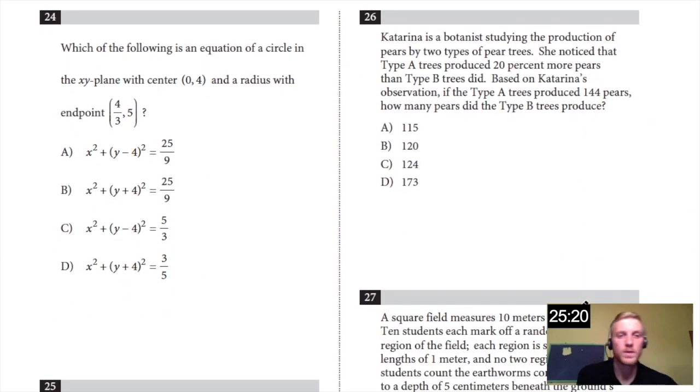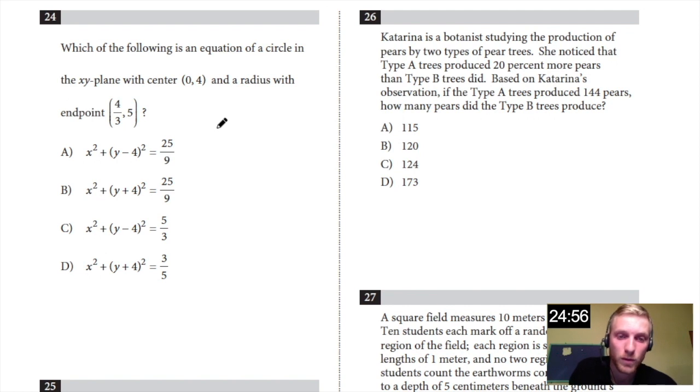24 rather. Which of the following is an equation of a circle in the xy plane with center 0, 4 and a radius with endpoints? All right, so they tell us the starting and ending points of the radius, but we want to find the length of the radius. So we can use the Pythagorean theorem. So let's find our distance. We move in the x-axis as well as the distance in the y-axis.